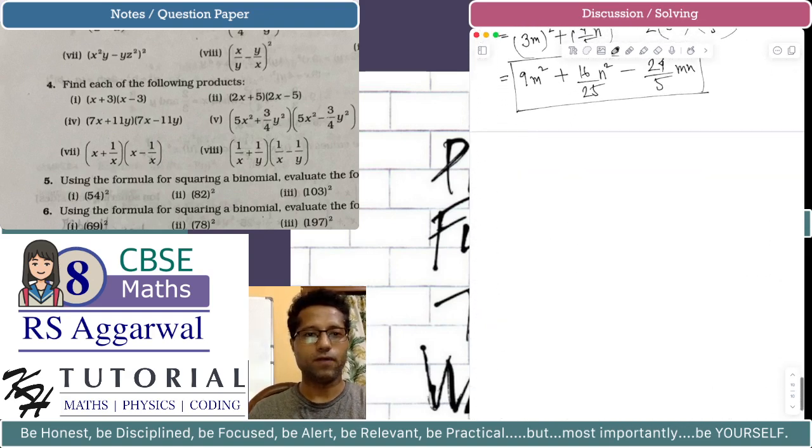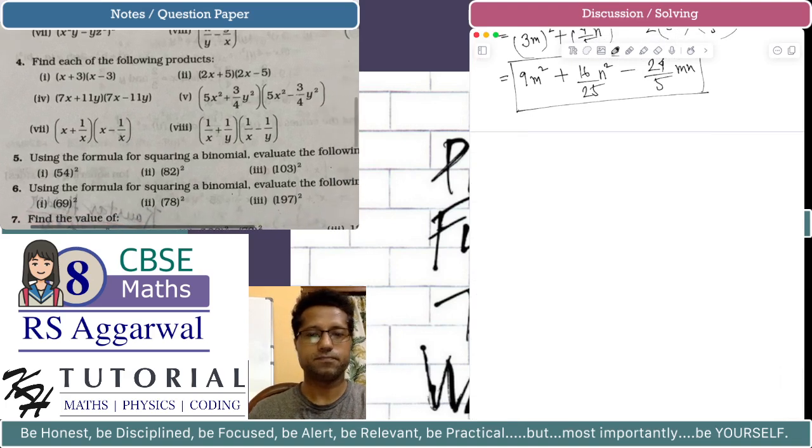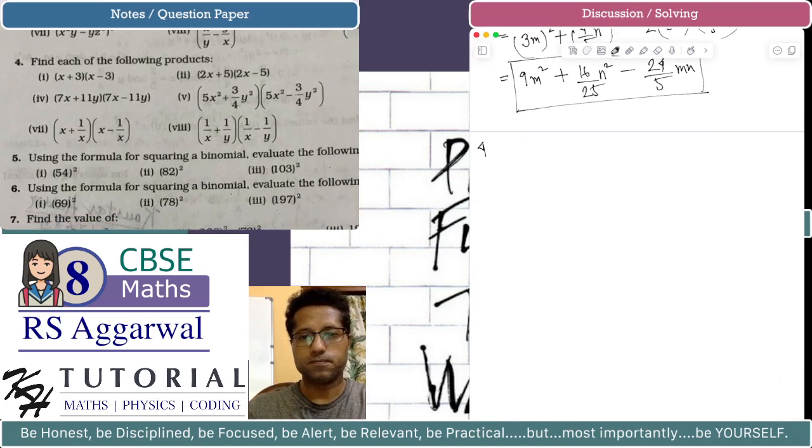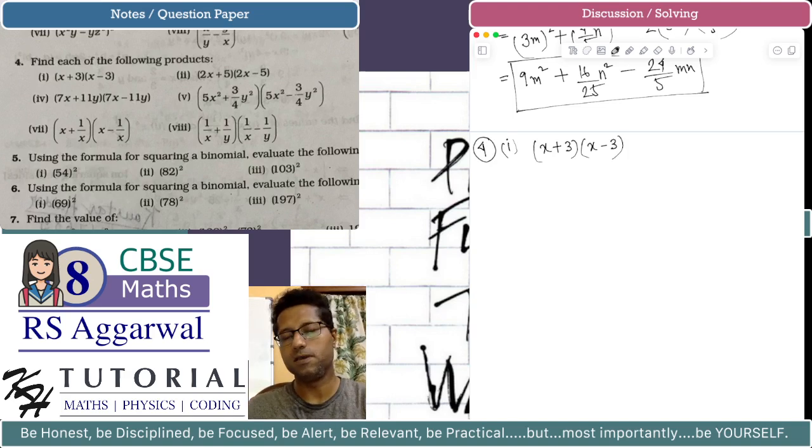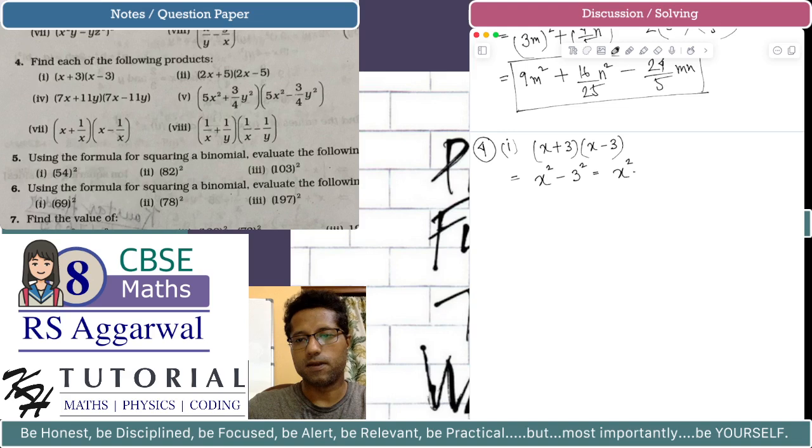Now problem number 4, find each of the following products. Part 1 is (x + 3) multiplied by (x - 3). We see it is of the form (a + b) into (a - b), which is equal to a square minus b square, which is equal to x square minus 9.